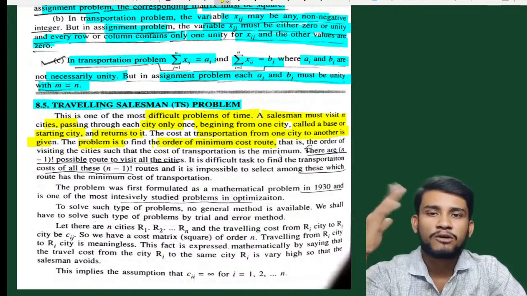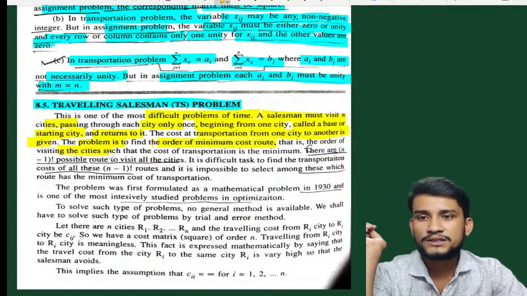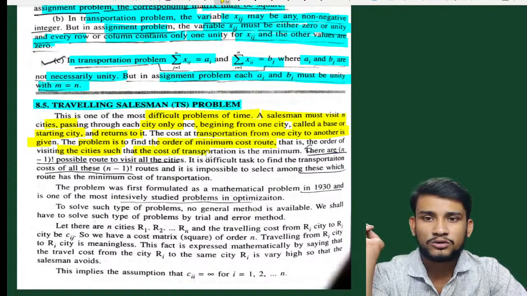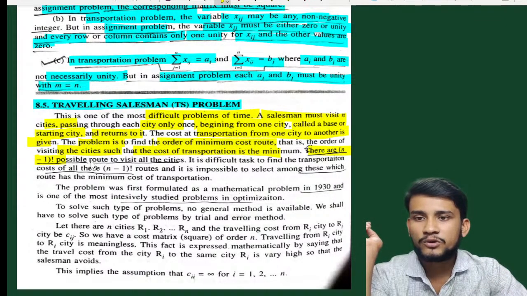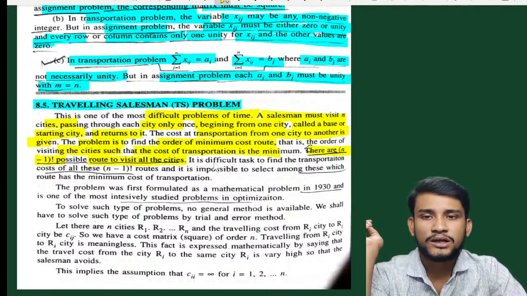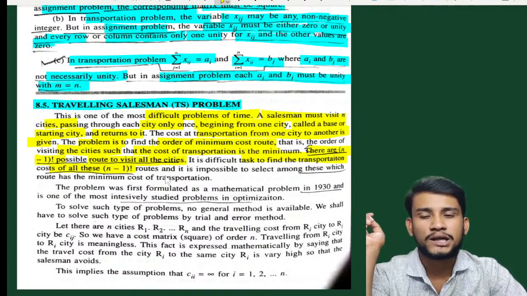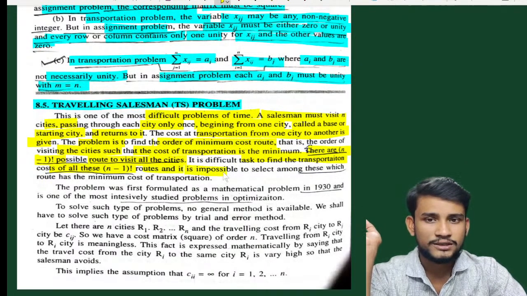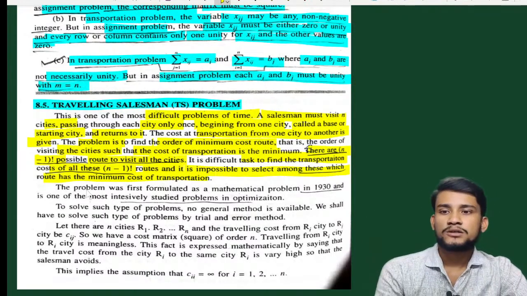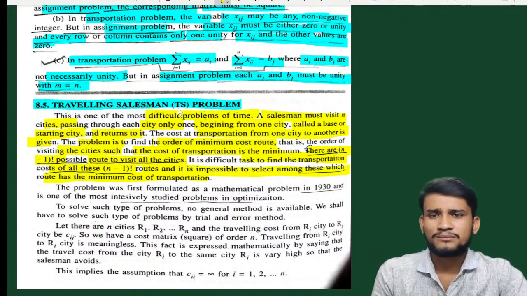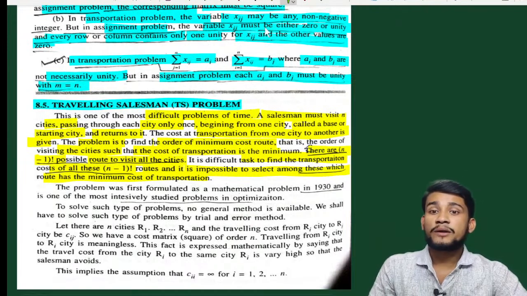So this is our motto in the assignment problem: the order of visiting cities is such that the total transportation cost is the minimum. There are (n-1)! possible routes to visit these cities. It is difficult to find the transportation cost of all those (n-1)! routes, and impossible to select which route has the minimum cost. So this is the main traveling salesman problem.